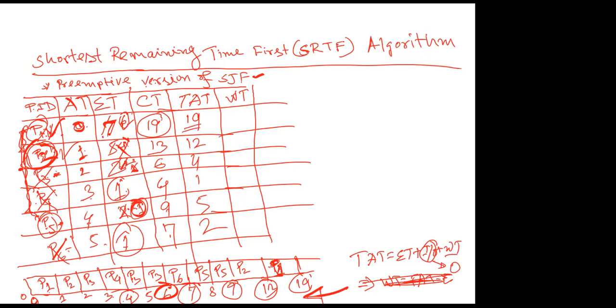Here you can calculate the waiting time: TAT minus execution time. 19 minus 7, so waiting time is 12. 12 minus 5 is 7. 4 minus 3 is 1. 1 minus 1 is 0, no waiting time. 5 minus 2 is 3. 2 minus 1 is 1. This is the waiting time.